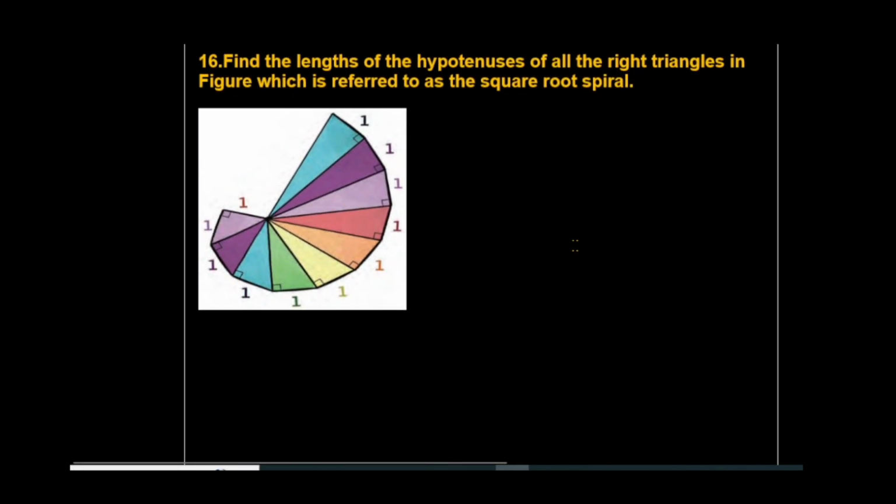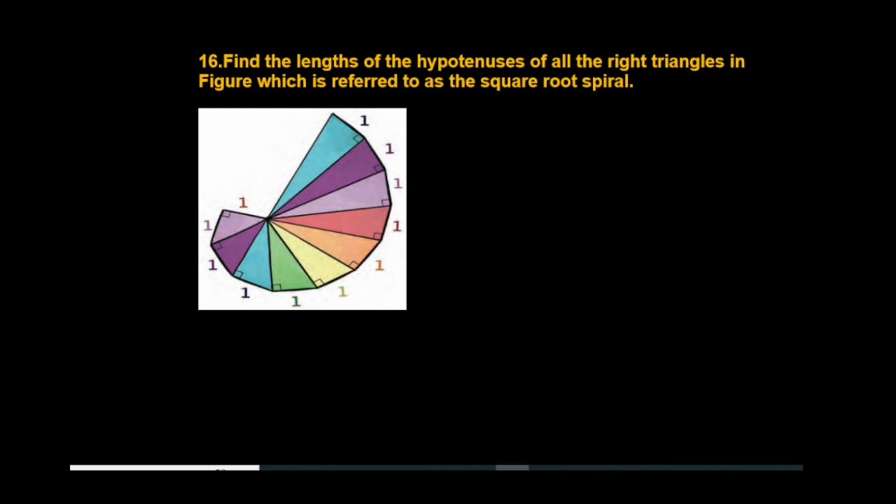So look at the next question. Find the length of the hypotenuse of the right triangle in the figure, which is referred to as the square root spiral. Look at the first triangle. See, this is our first triangle. Look at the 90-degree angle. Both the sides of the 90-degree angle are 1 unit and 1 unit. Suppose I am going to name it OAB. So in triangle OAB, one side is 1 unit and another side is 1 unit. So I can find the hypotenuse.